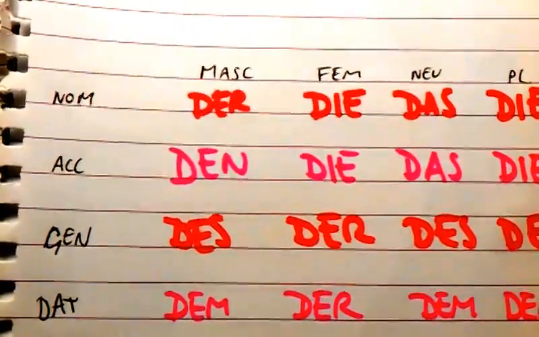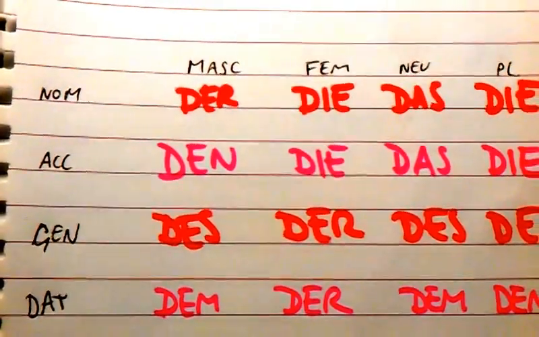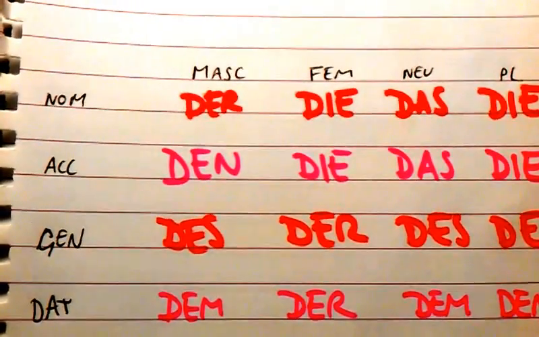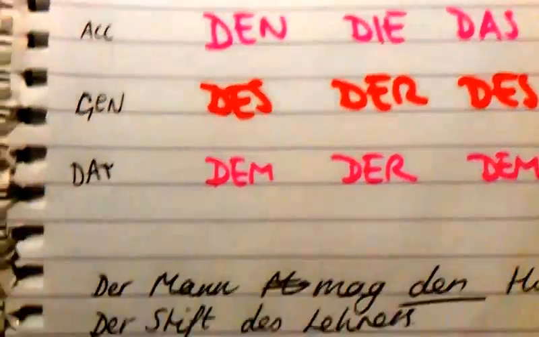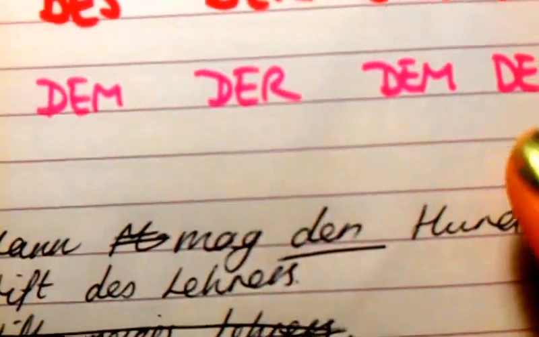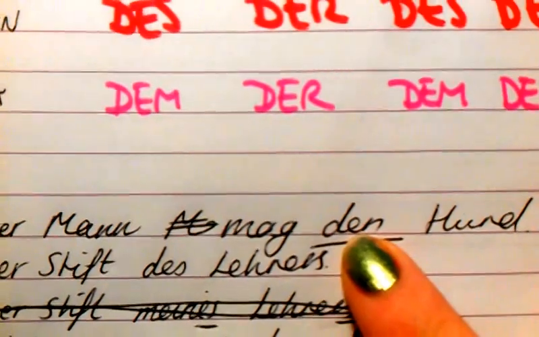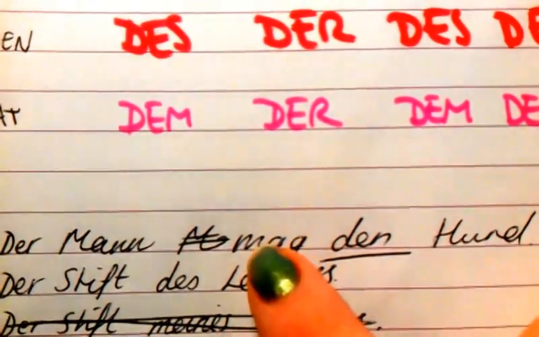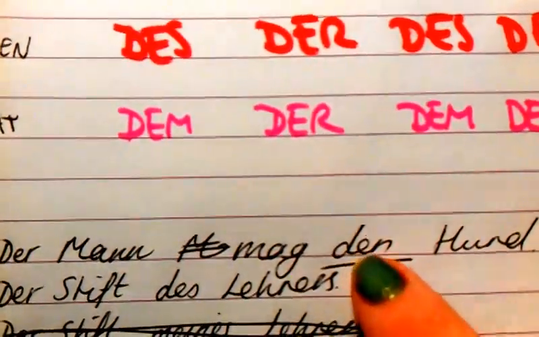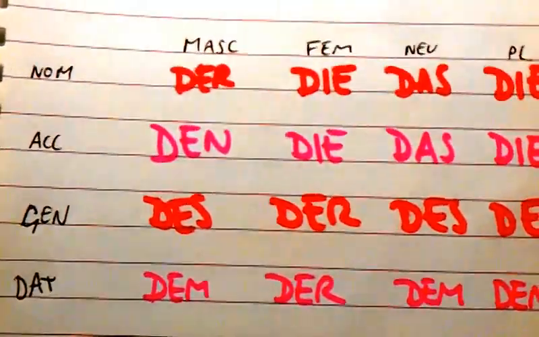So, for example, I have a sentence, "der Mann macht den Hund." So that's "the man likes the dog", and only, I've written it down here, only the word "the" for dog changes, because the liking is being done to the dog, therefore that's accusative.